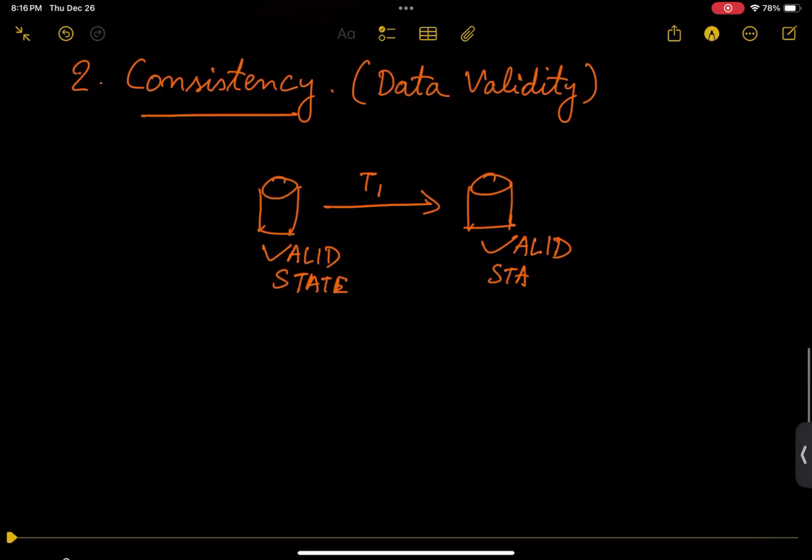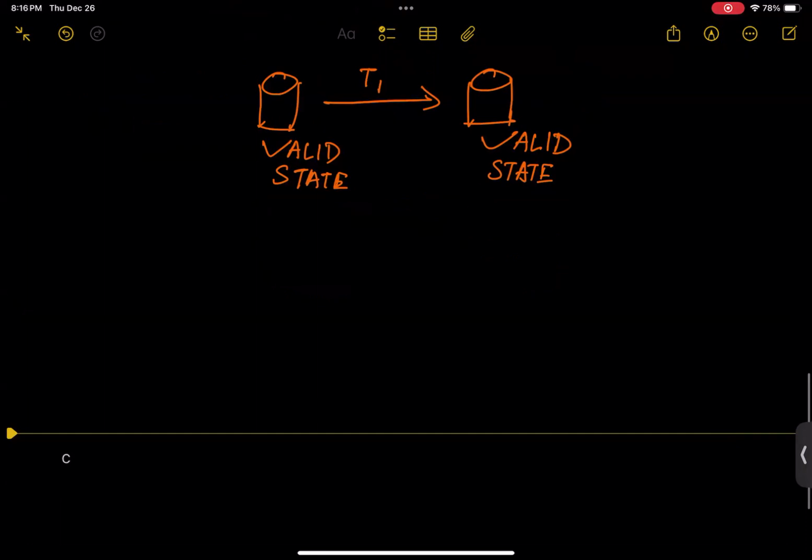And this is also a valid state. What does valid state mean? Valid state is governed by some predefined rule, right? And the rule can definitely be different for different use cases. So one use case can be you are having a database for, say, a shop or your store, right?